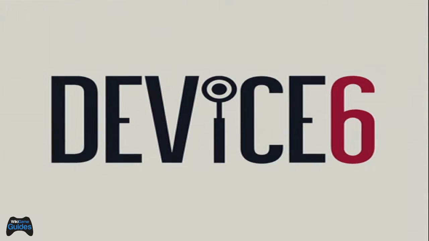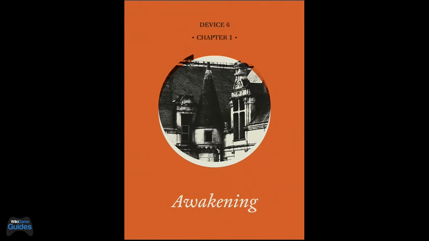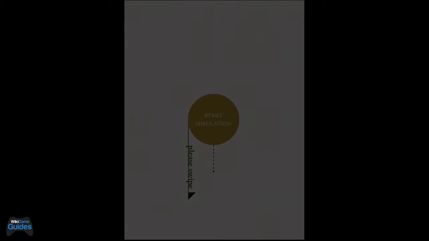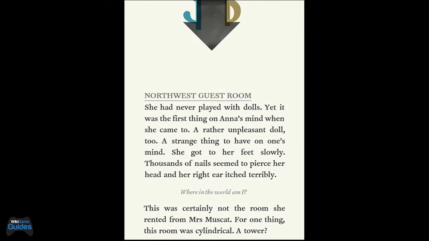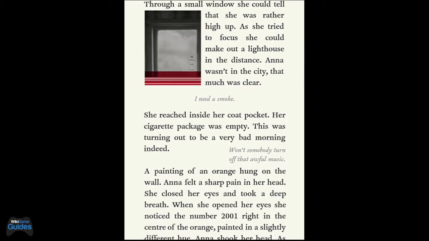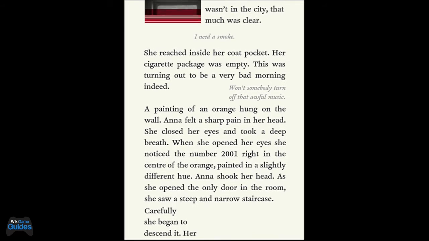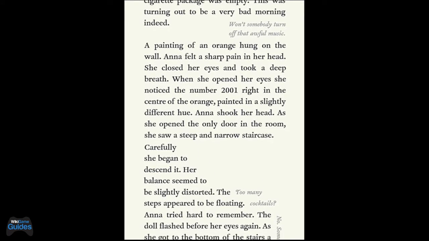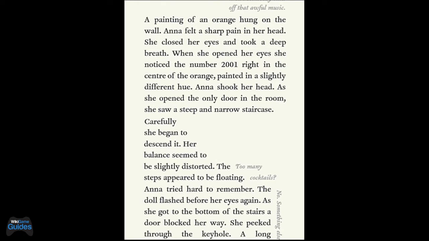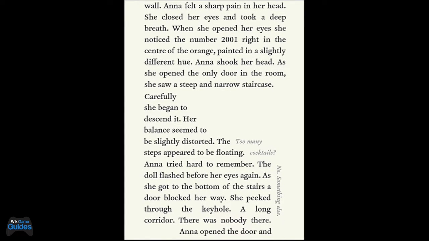So first we're going to start with Chapter 1, Awakening, obviously. So the first clue here is the 2001. She says that there is a painting of an orange hung on the wall. Anna felt a sharp pain in her head. She closed her eyes and took a deep breath. When she opened her eyes, she noticed the number 2001 right in the center of the orange, painted in a slightly different hue. So we will need to know 2001.